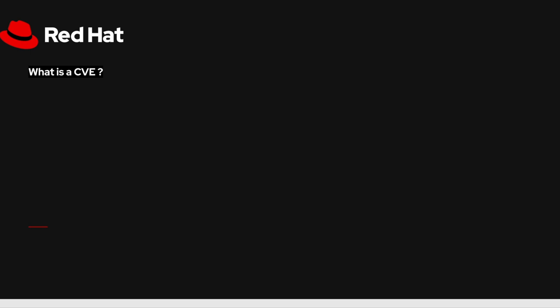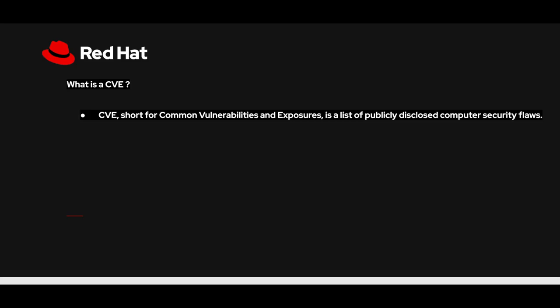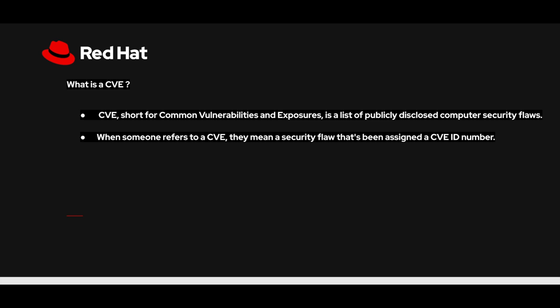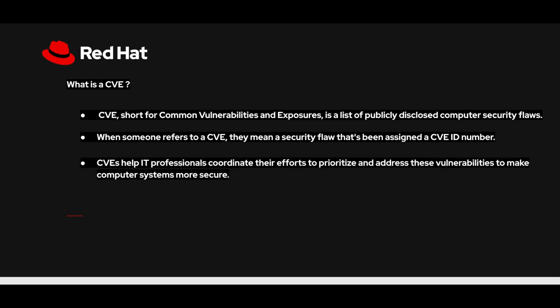What is a CVE? CVE, short for Common Vulnerabilities and Exposures, is a list of publicly disclosed computer security flaws. When someone refers to a CVE, they mean a security flaw that's been assigned a CVE ID number. CVEs help IT professionals coordinate their efforts to prioritize and address these vulnerabilities to make computer systems more secure.